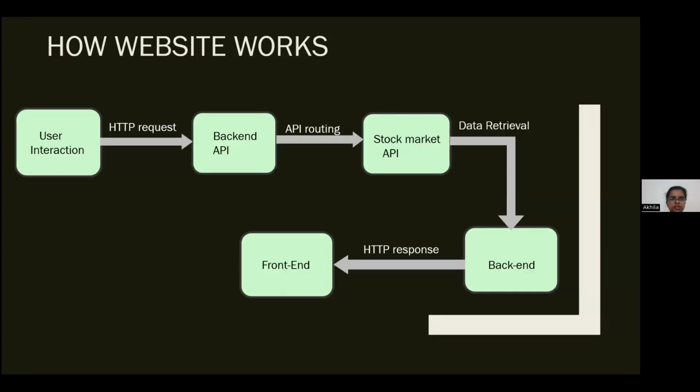So let's see how our website works. When a user interacts with the front-end page, an HTTP request is sent to the backend API, and that request is forwarded to the stock market API through API routing. Then the backend receives the data from the data market through data retrieval, and data processing takes place at the backend. Then the backend creates the HTTP response and sends it to the front end. This is how our website works.